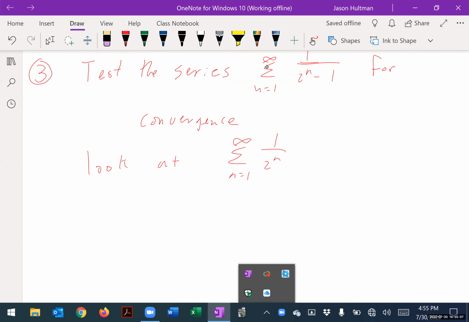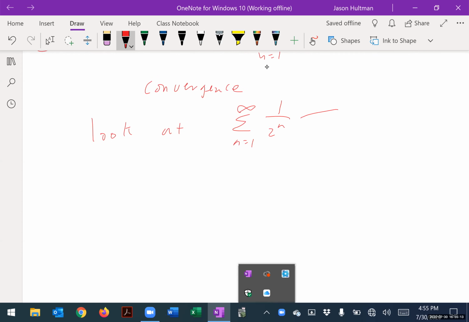Okay, that makes sense. So let's see, what is this thing going to do? Is this thing going to converge or diverge? What do you think is going to happen here? Well, let's do the nth term test. If this thing doesn't go to 0, then I know it's going to diverge, right? So the limit as n goes to infinity of 1 over 2 to the n is equal to 0. Ah, that goes to 0. So what does that mean?